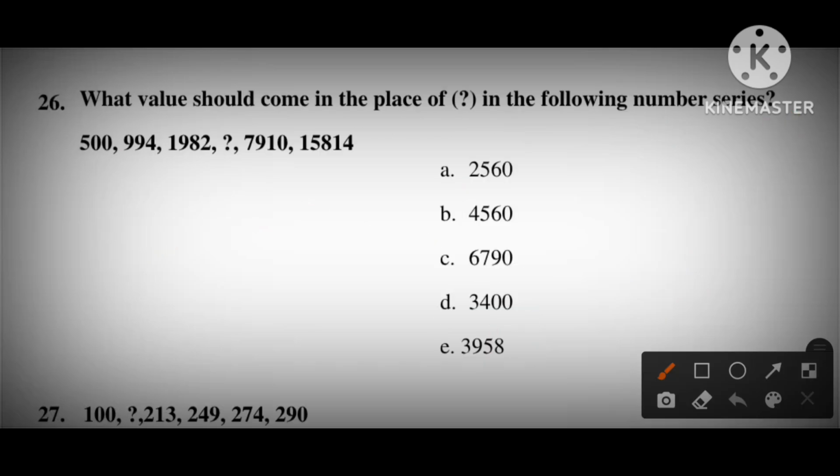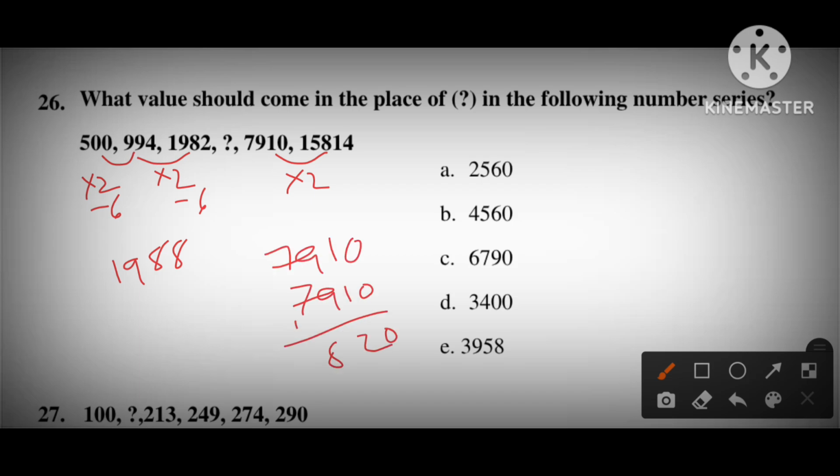Now we are going to deal with missing number series. First, it nearly seems that into 2 times 1000 minus 6, 9994 into 2 times, which will be 1988 minus 6. It is into 2 times, which will be 7910.